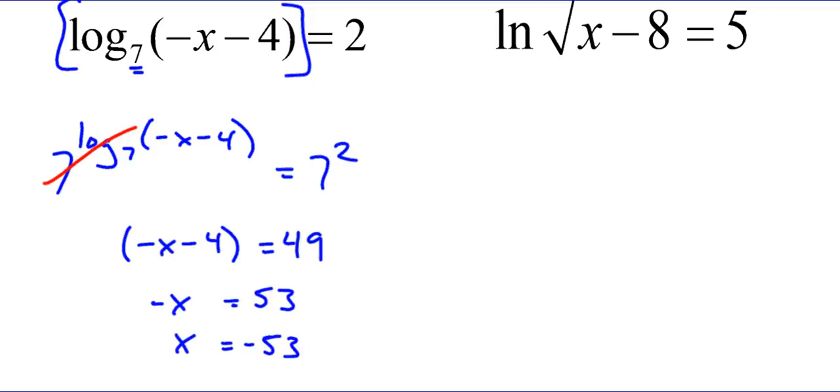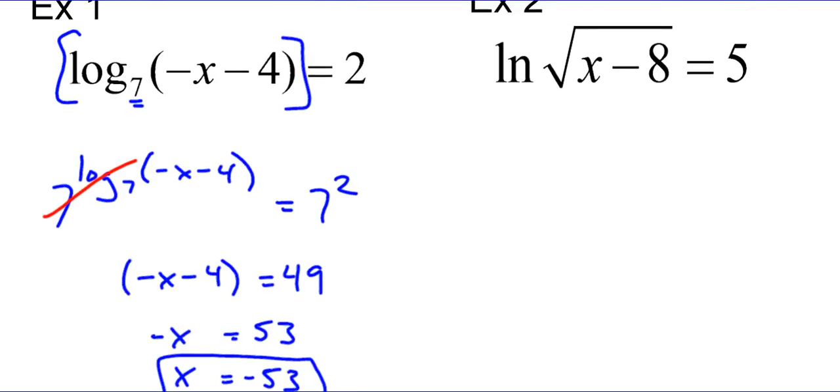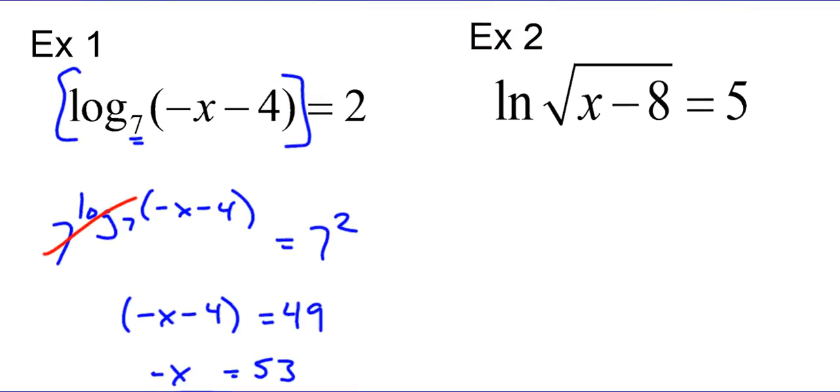That's our answer. Test this out, just make sure we did it right. Plug it back in there. It does turn out to be a valid answer. So this is how you solve that logarithm. Nothing to it, right? Let's try another one. This one is a little bit more intimidating. You have a square root inside a log. You have the ln. Ln we know is a base of e because that's a natural log.